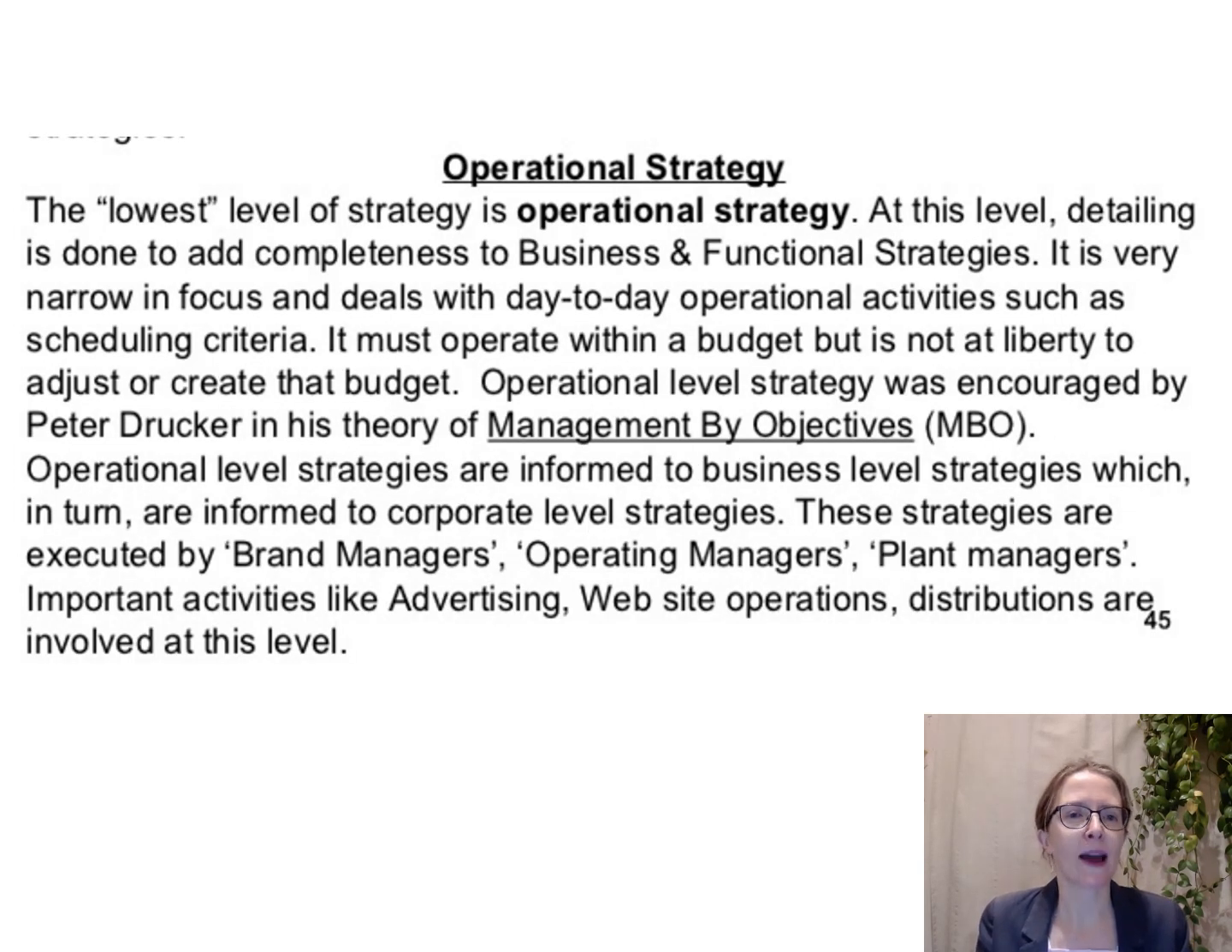And then what we have in the diagram we saw before is the lowest level of strategy, which is operational strategy. So at this level, detailing is done to add completeness to the business and the functional strategies. It's much more narrow in focus and deals with day-to-day operational activities, such as scheduling criteria. Operational strategy must operate within a budget, but it is not at liberty to adjust or create that budget.